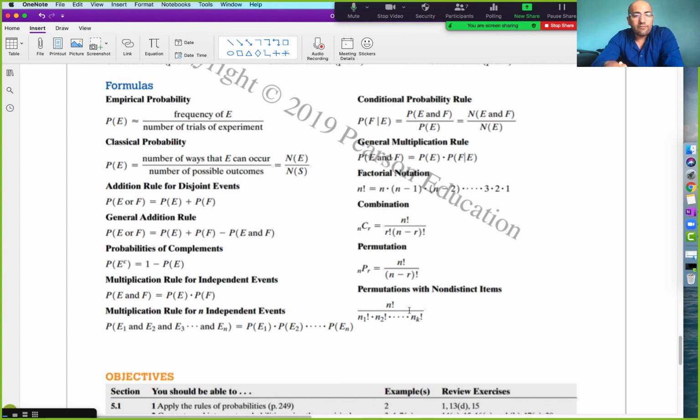Any questions about any of these formulas in general? I'm about to go through a little slide thing, a little PowerPoint presentation on them as well. Any questions right now?